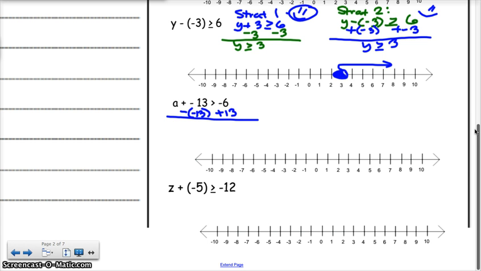I actually have to go the old school way and say, okay, negative and a positive. I know that I take their difference, which is 7. And then I have more positive, so it would be positive. So A is bigger than 7. I have an open circle at 7. I'm bigger, so I'm going to the right.